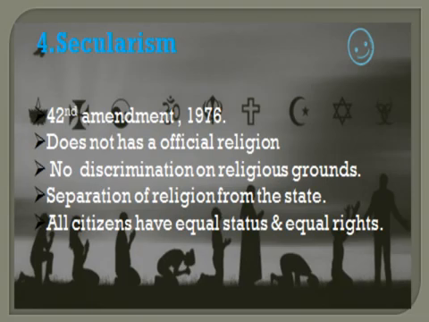Secularism means that the state does not promote any religion, right? There is no official religion, unlike Pakistan and Sri Lanka, which have their own official religions, but India gives equal respect to all the religions, and the state, meaning the government, does not discriminate on religious grounds. All the religions are equal for the state. There is a separation of religion from the state. It means the state does not interfere in religious matters and religion does not interfere in state matters.